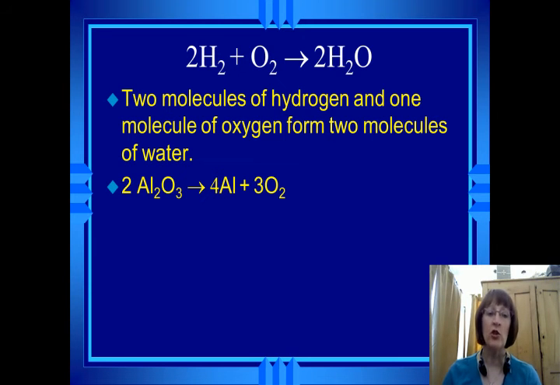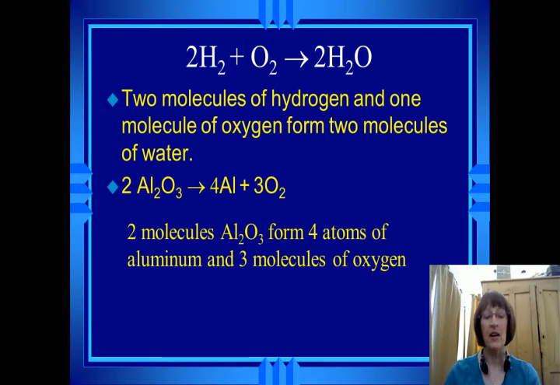We have 2 aluminum oxides, 2 molecules or formula units of aluminum oxide, and that breaks down, decomposes to form 4 atoms of aluminum plus 3 molecules of oxygen. And that's exactly what it says right there. Oh, look. I've already balanced the equation for you. All you have to do is copy it down. What was I thinking?